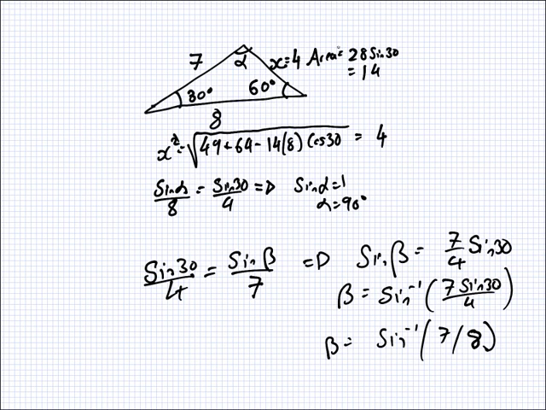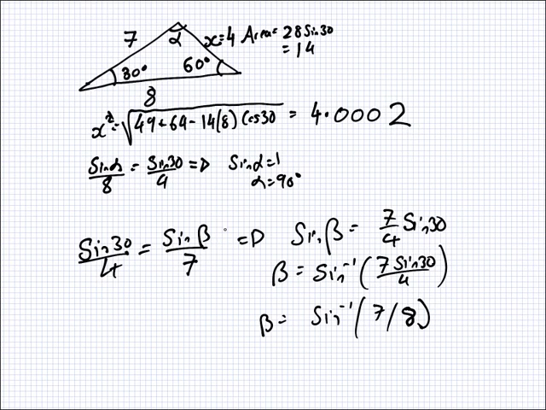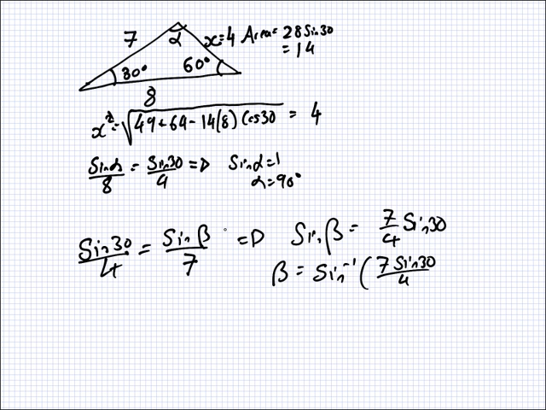Oh! It's not actually 4. Ah, I see. I understand now. It's something like 4.0002. So it wasn't nice numbers, it was just nearly nice numbers. Yeah, okay. Fine. Okay, that's grand. Thank you.